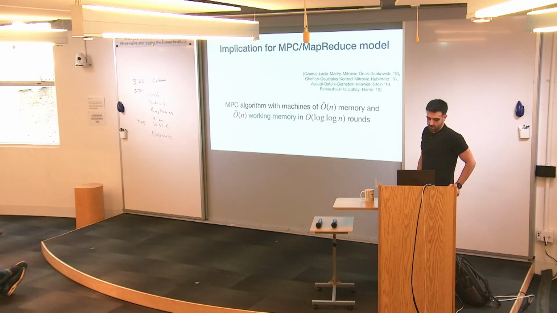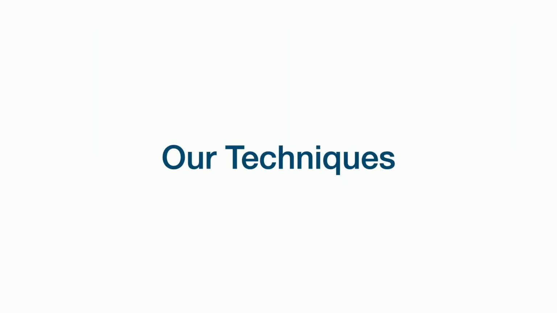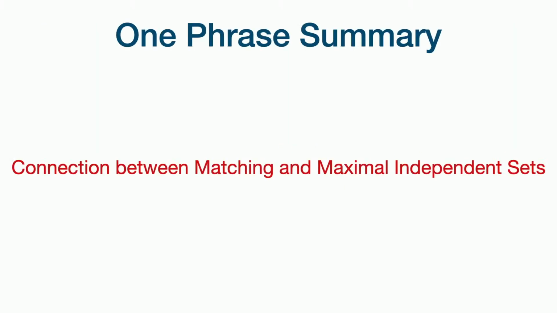I also want to say that, even though I am phrasing this as an algorithm in the streaming setting, it also has implications in other space-restricted models. For example, the MapReduce model or the massively parallel computation model. It leads to the first algorithm with near linear memory that runs in log n rounds of MapReduce and uses order n working memory. Previous algorithms required superlinear in n working memory.